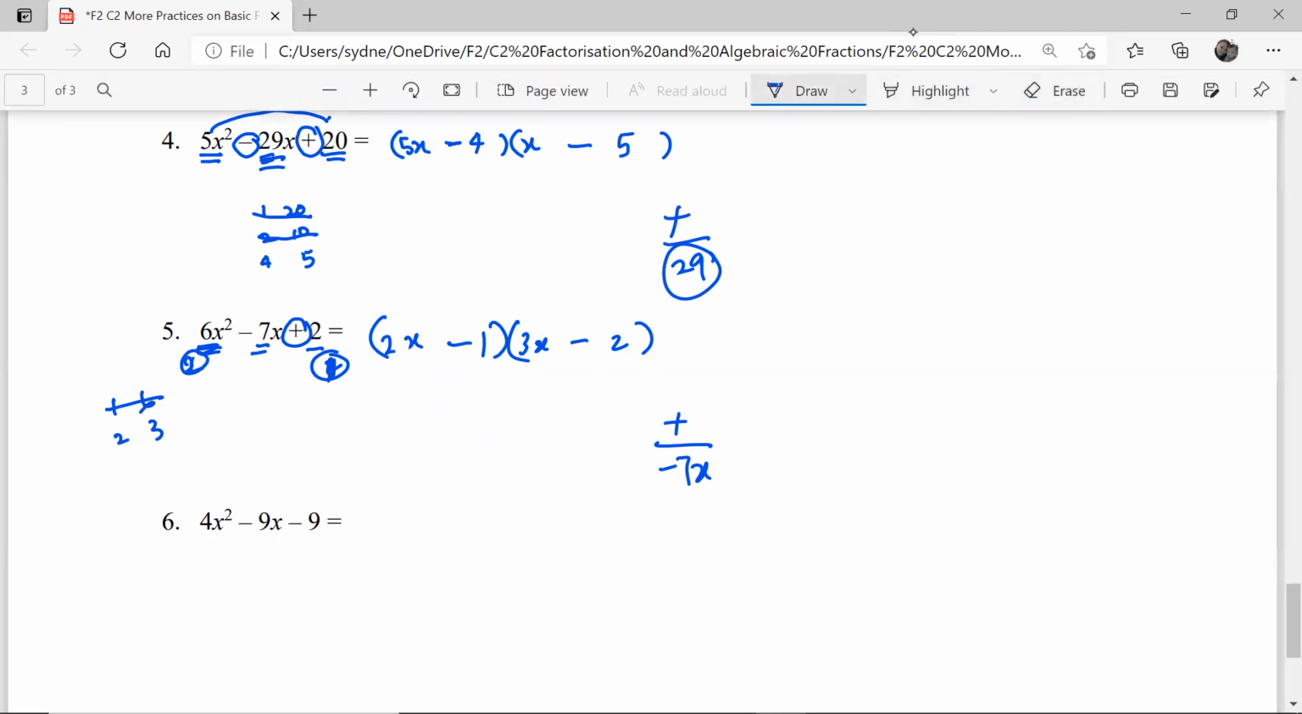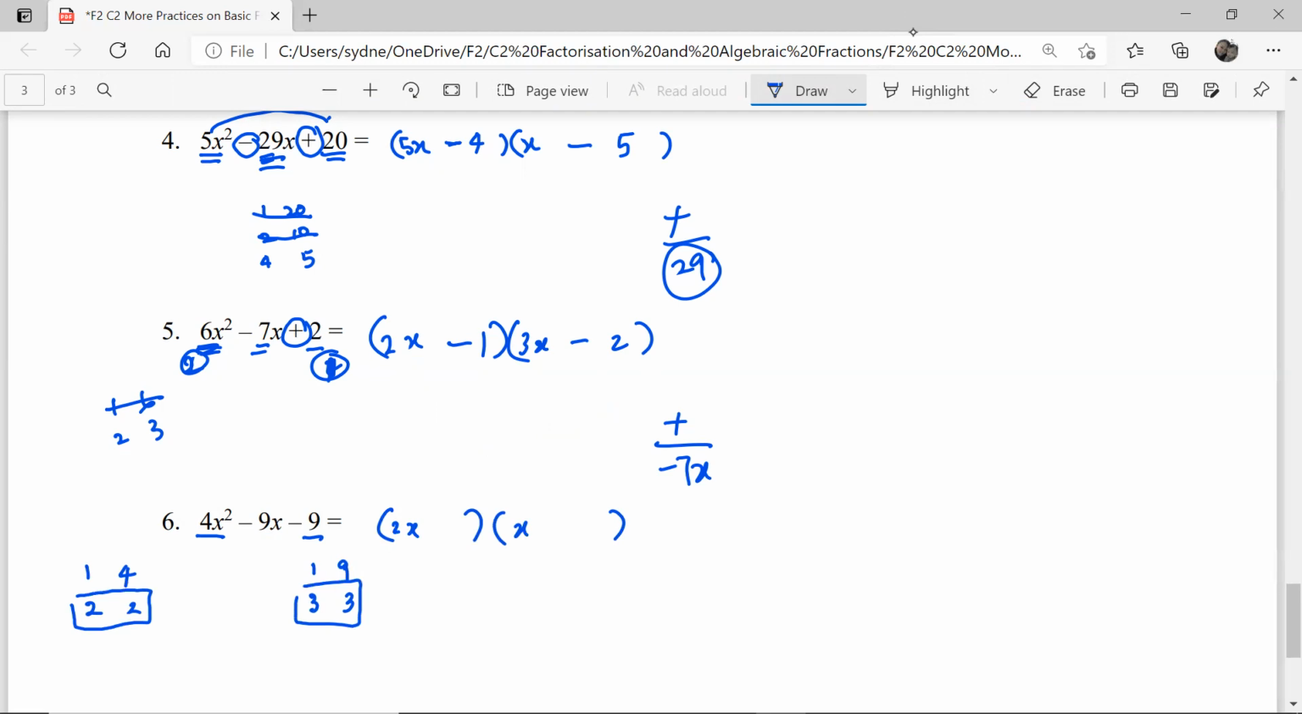All right. The last question. 4x squared minus 9. So 4x squared is 1, 4, 2, 2. 9 is 1, 9, 3, 3. Okay, in order for us to get x squared, there is always x times x. Now, we have to always try with the similar first.